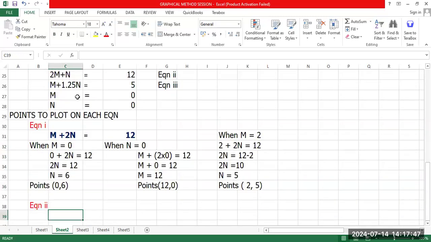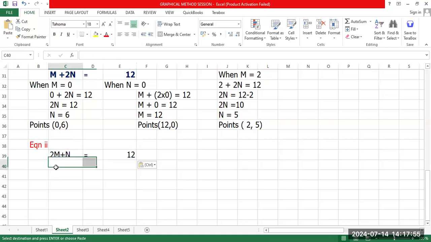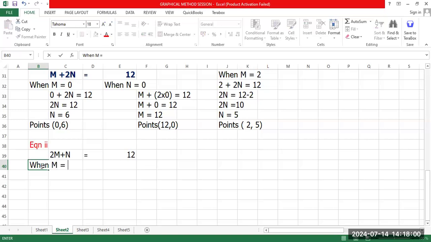What is our equation 2? It's here. That is my equation 2. I say when m is equal to 0, what will be n? It will be 2 times 0 plus n is equal to 12. 12 plus n equal to 12. Then here my n is equal to 12.